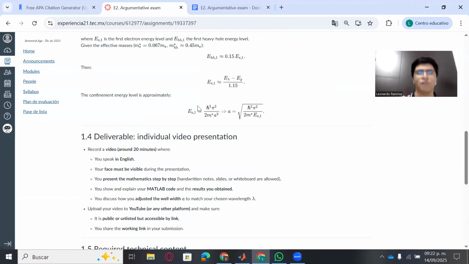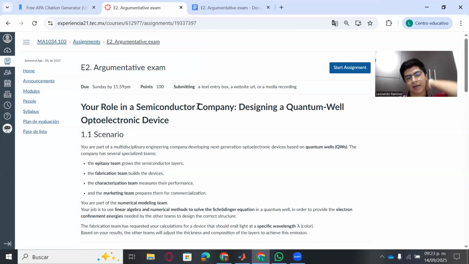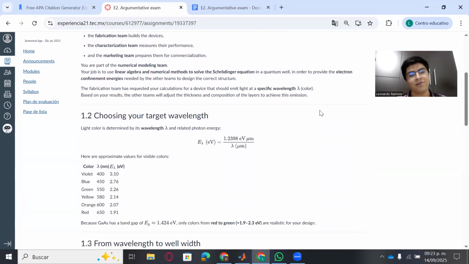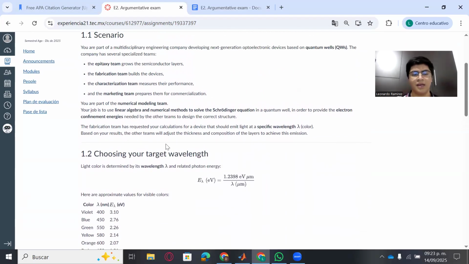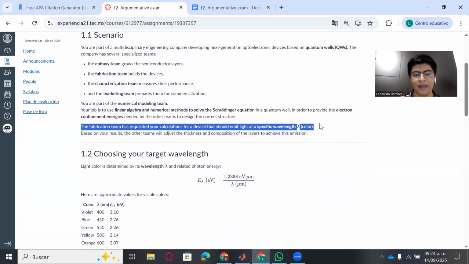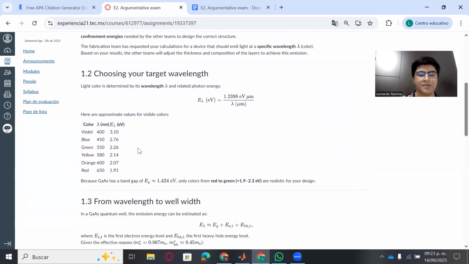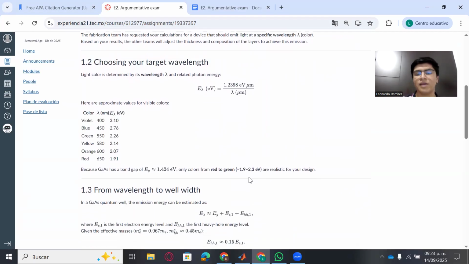But let's first go through our instructions. We are in a semiconductor company and we have to design a quantum well optoelectronic device. To do this, we have to get calculations for a device that should emit light at a specific wavelength or, in simple terms, a color. We will be choosing red for convenience and because we want this to be as realistic as possible. Red is the easiest or most realistic one, the one we see most commonly in daily life appliances.